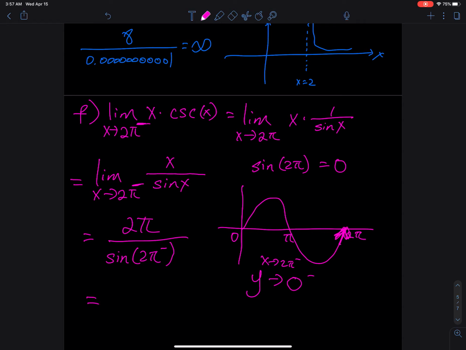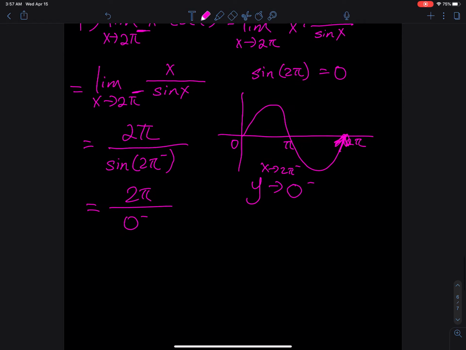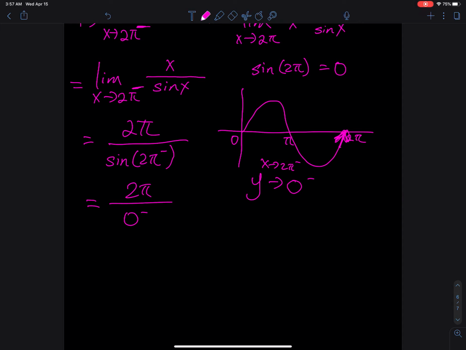A little bit less than 0. So we end up with 2 pi divided by a 0 minus. What is a 0 minus? 0 minus is like you have 2 pi divided by this, 0 minus, something a little bit less than 0. So the answer is negative. This is important. You don't want to miss the negative.